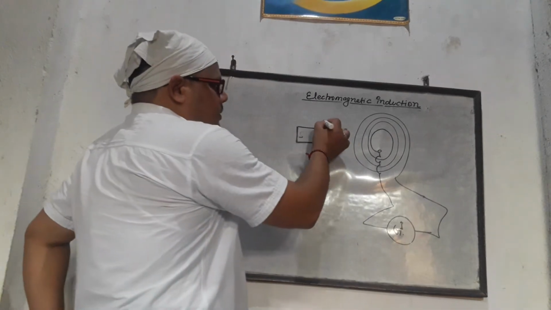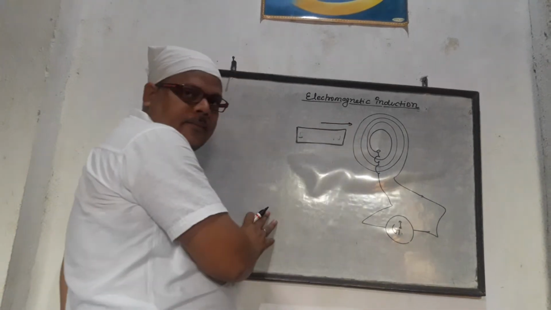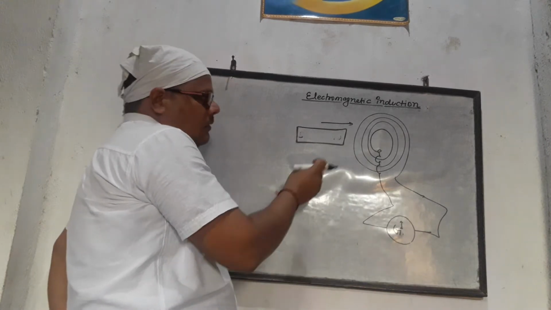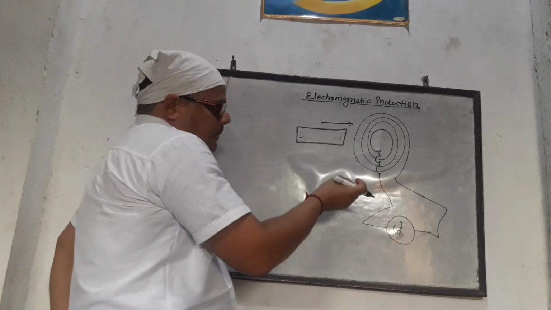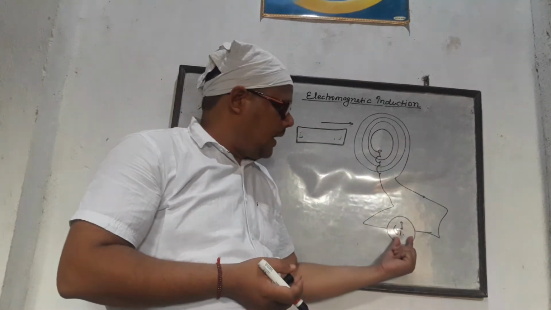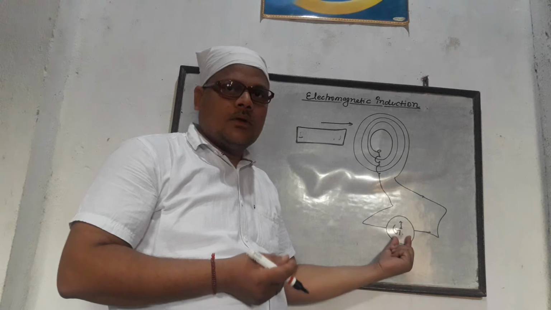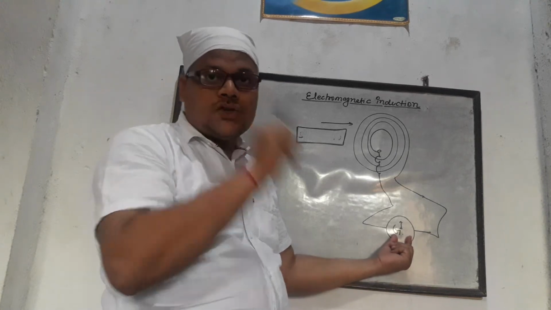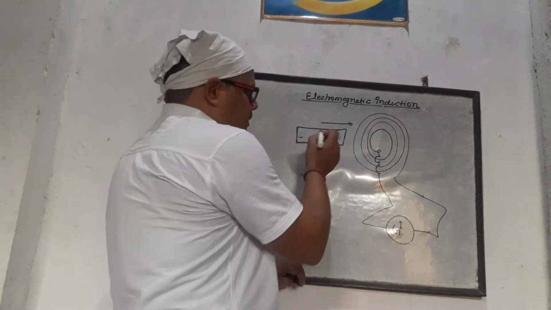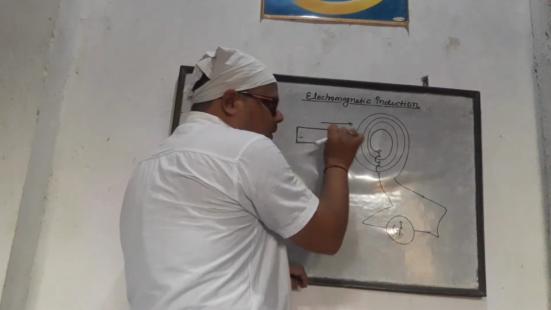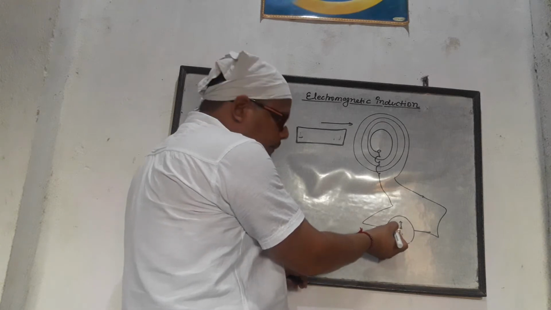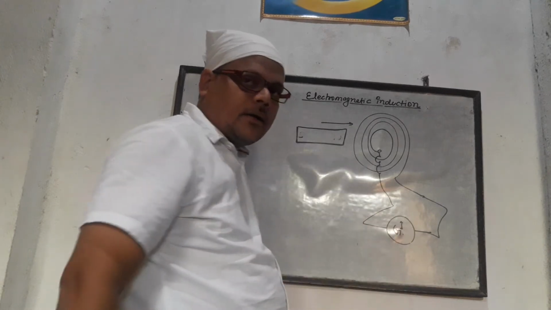When this magnet goes towards the coil, and during this process, the galvanometer shows deflection. Okay? It means when this magnet goes towards the coil, the galvanometer needle opposes the motion of the magnet.